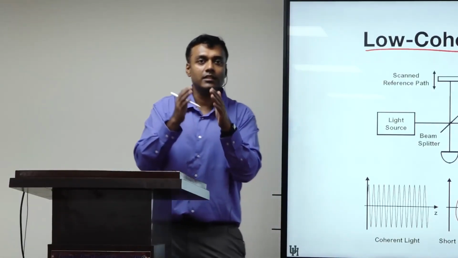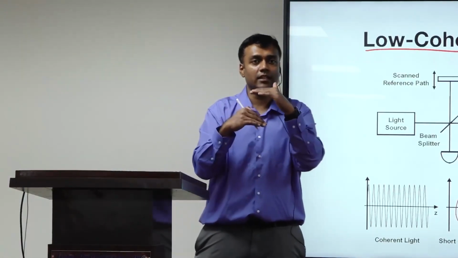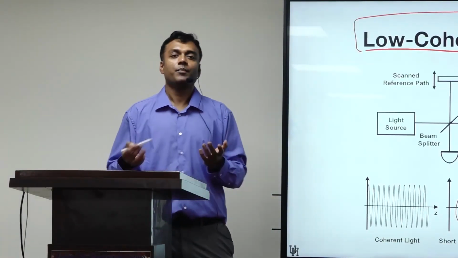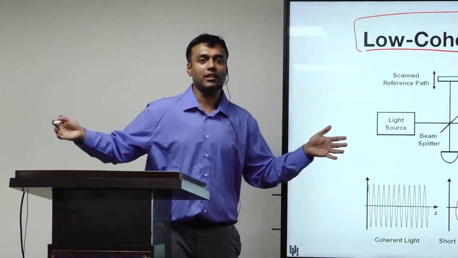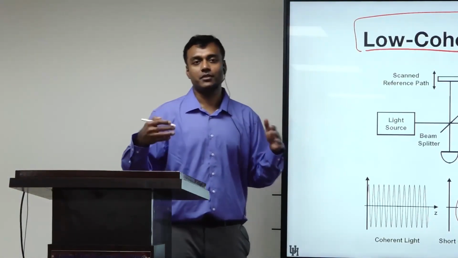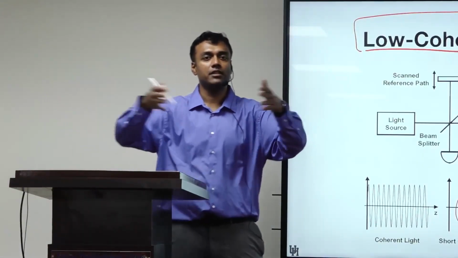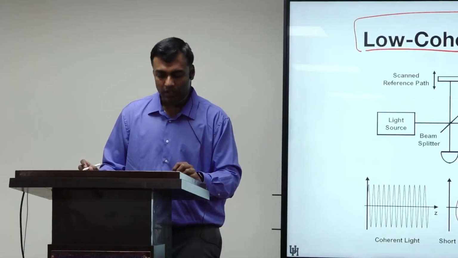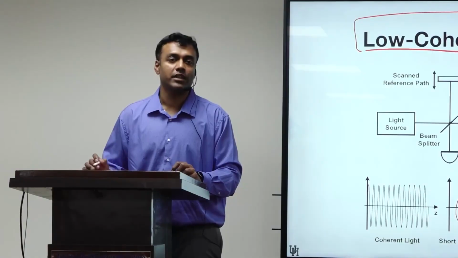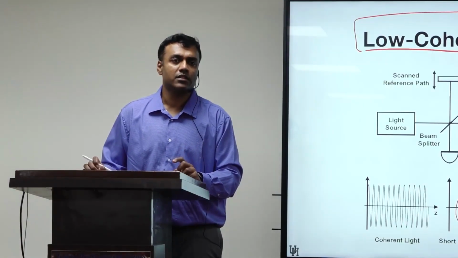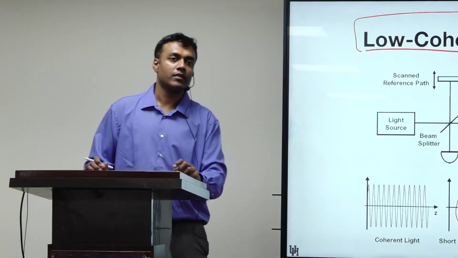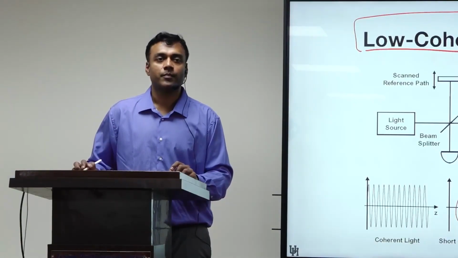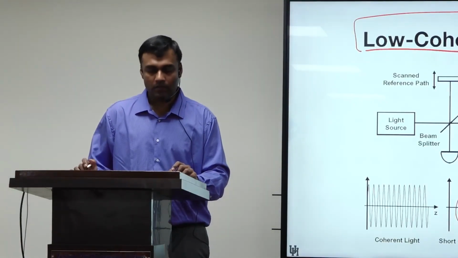So the coherence length determines your resolution along Z, and therefore you use low coherence light, which is large bandwidth light: not just one wavelength, but a large range of wavelengths. The larger the range of wavelengths, the better it is. So that's the reason why. Does it answer your question? Okay. All right. Any other questions online or here?